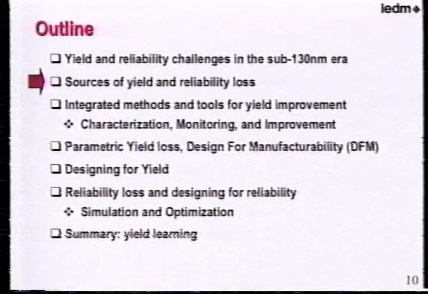So the way I'm going to go through the rest of the talk is I'm going to talk about some of the sources of yield and reliability loss, talk about the characterization and monitoring. How do you do this characterization early on? I'll take some very specific examples on parametric yield loss, because what is happening is that we are finding out more and more that things are no longer simple digital. You have system on a chip, and even digital parts like SRAM show parametric yield loss, more than catastrophic.